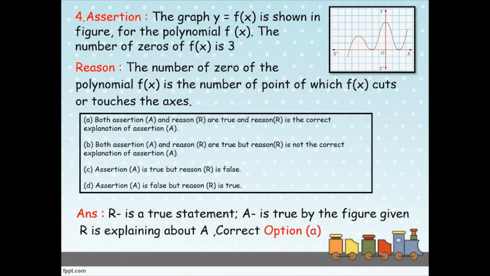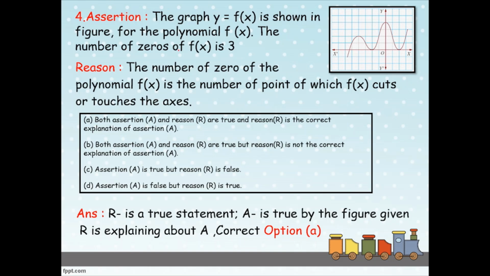Question 4. The graph y equal to f of x is shown in the figure. For the polynomial f of x, the number of zeros of f of x is 3. The reason is the number of zeros of the polynomial f of x is the number of points at which f of x cuts or touches the x-axis. So the reason is a true statement, because yes, it is the explanation when you geometrically find the zeros of the given polynomial. However many places it touches or intersects the x-axis, that many zeros are there for that particular polynomial.